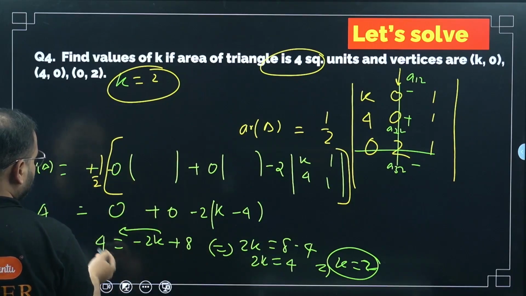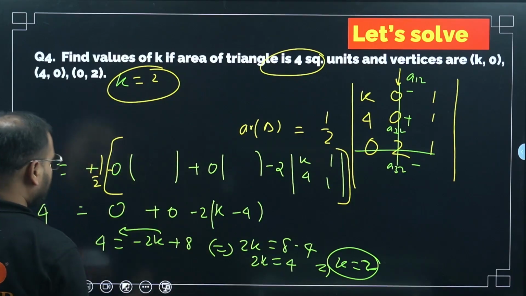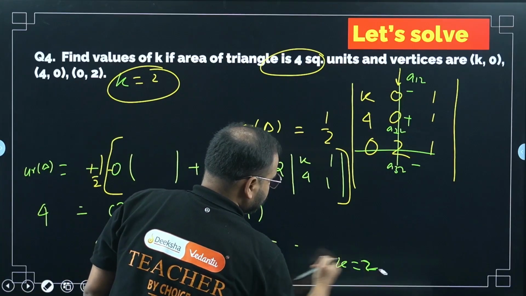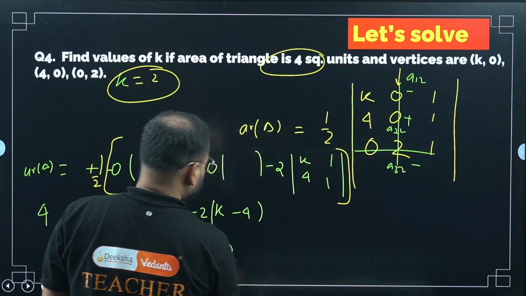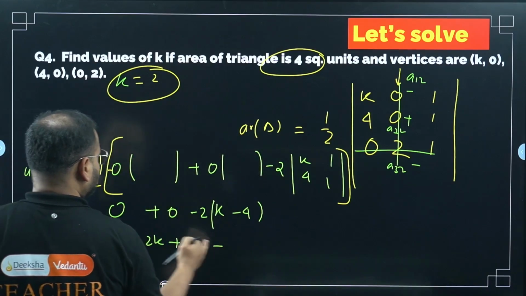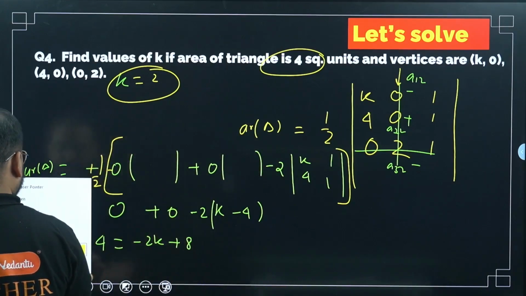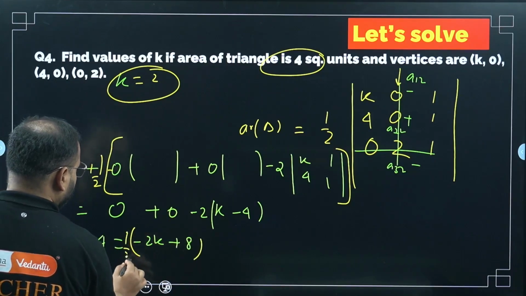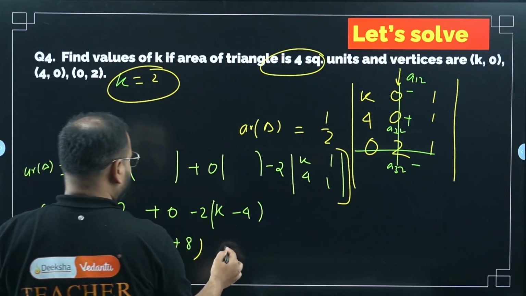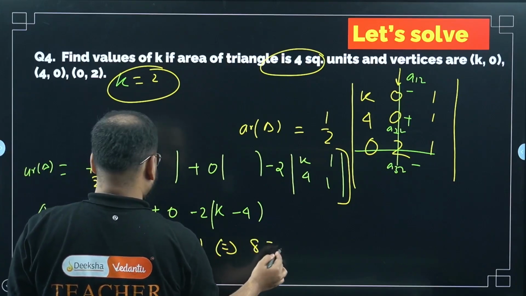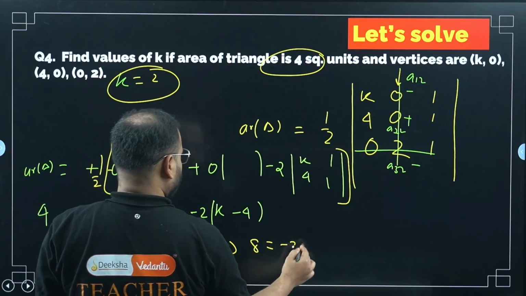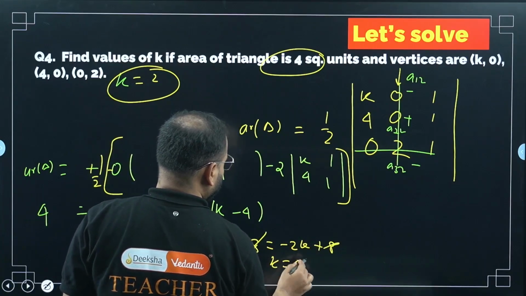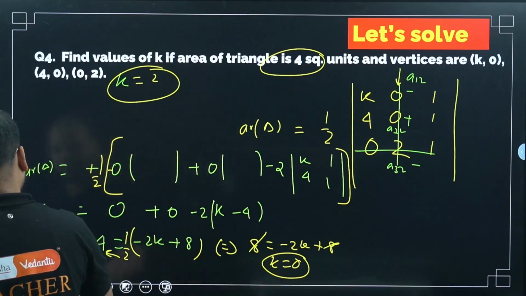Okay, so this is multiplied with 1 by 2. So I can do two things. This is all wrong, because I have not considered 1 by 2. 1 by 2 is in the area formula, right? So if I do that, 1 by 2 will be left here. Cross multiply this, you will get 8 here. So you get 8 equals minus 2k plus 8. So 8 and 8 go out. What is it? K equal to 0. Answer is k equal to 0.